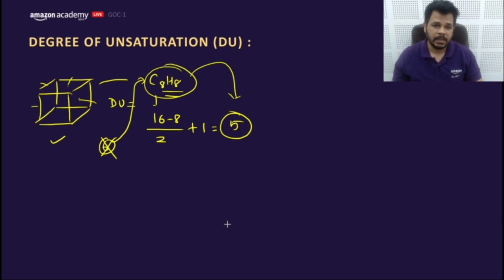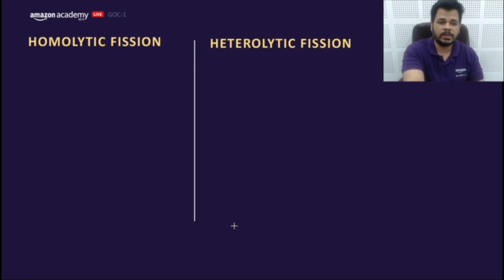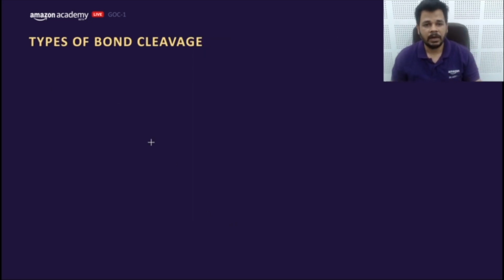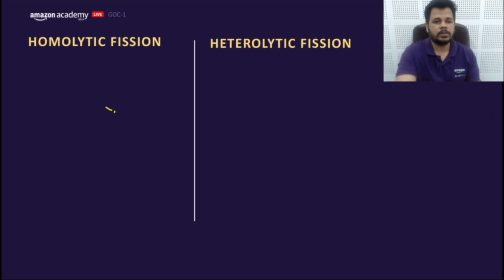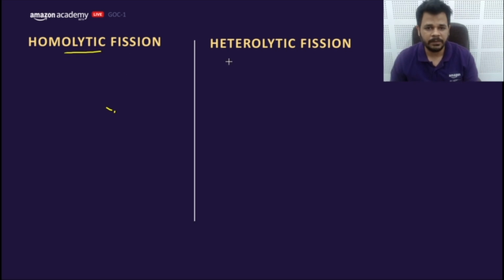So this is the way to calculate degree of unsaturation, which is a very important concept. Now let's move to the next topic, that is types of bond cleavage. We are going to start general organic chemistry from here. There are two types of bond cleavage: homolytic bond cleavage and heterolytic bond cleavage. What is homolytic bond cleavage?